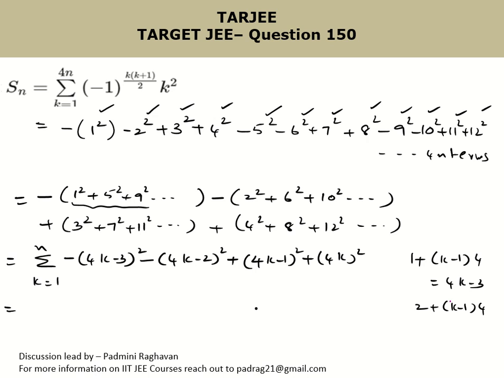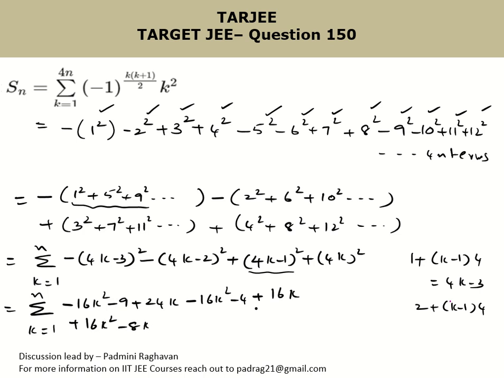So let's open the brackets inside the sigma notation and see if we are able to cancel some terms. The first term will become minus 16k square minus 9, 2 4s are 8, 3s are 24, plus 24k. The next set of terms is going to be minus 16k square minus 4, 2 4s are 8, 2s are 16, plus 16k. The next, when I open the bracket, will give me plus 16k square minus 8k plus 1.